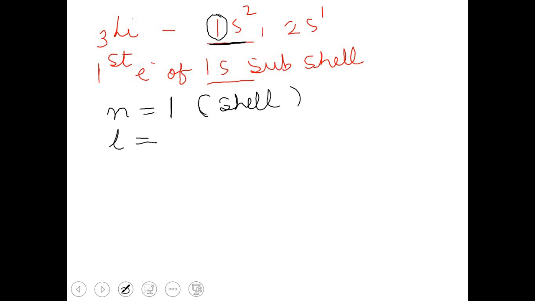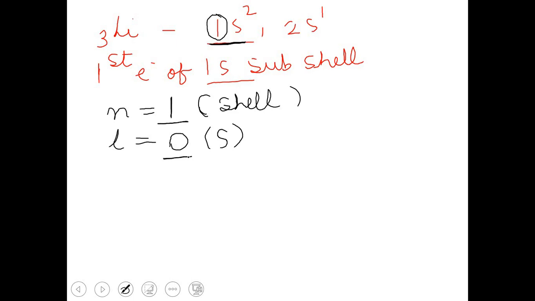So the number of values of l will be equal to the value of n, but the values will start from 0 and end at n minus 1. As n is 1, l will have only one value. What will be that only one value of l? That value will be 0. And always remember that l represents the subshell. Here if the value of l is 0, it means s subshell. So what we can see here is that, in the case of the first electron which was present in the 1s subshell, the value of n is 1 and the value of l is 0.